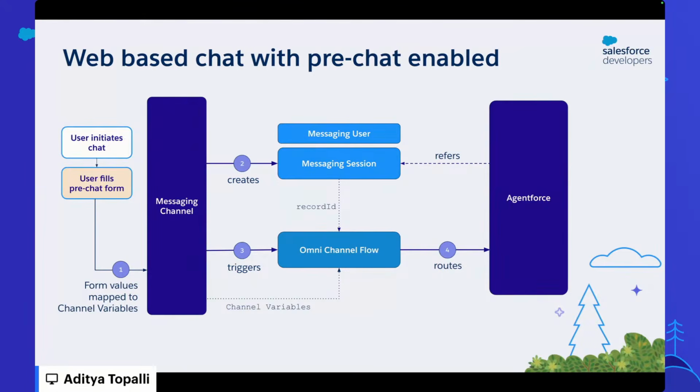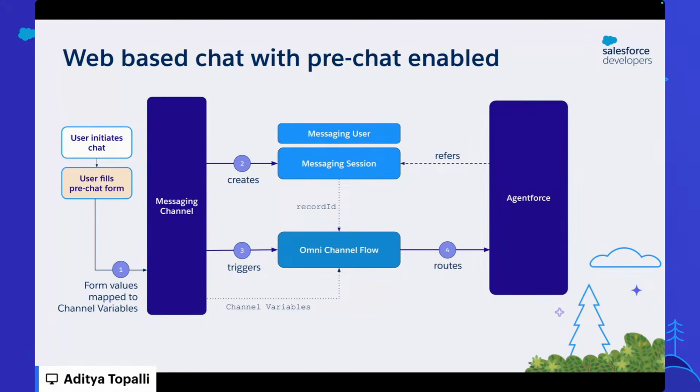So it is you who have to decide what you want to do with the record ID, what you want to do with the pre-chat values. All of it you will have to decide right within the omni-channel flow. So that business logic is completely in your hands. Once that is done, the rest of the process is the same. The flow routes it to whomever you want. In this case, it is Agentforce, and Agentforce can in turn refer to your messaging session object that you have just seen.